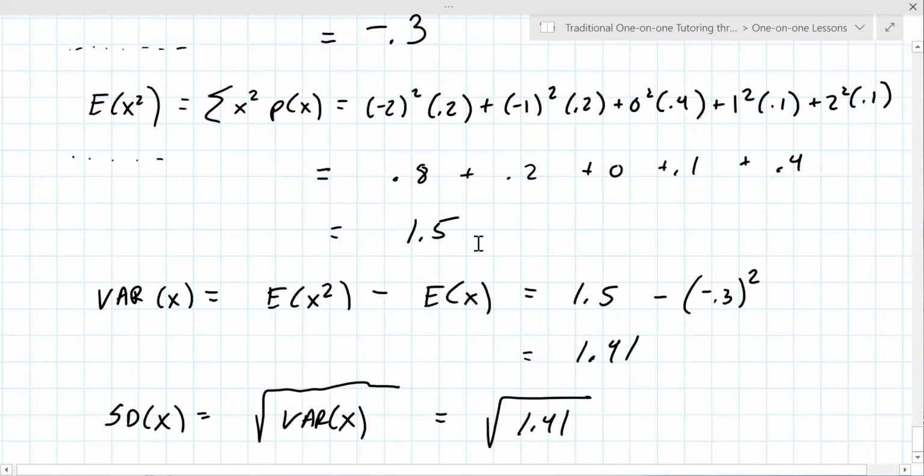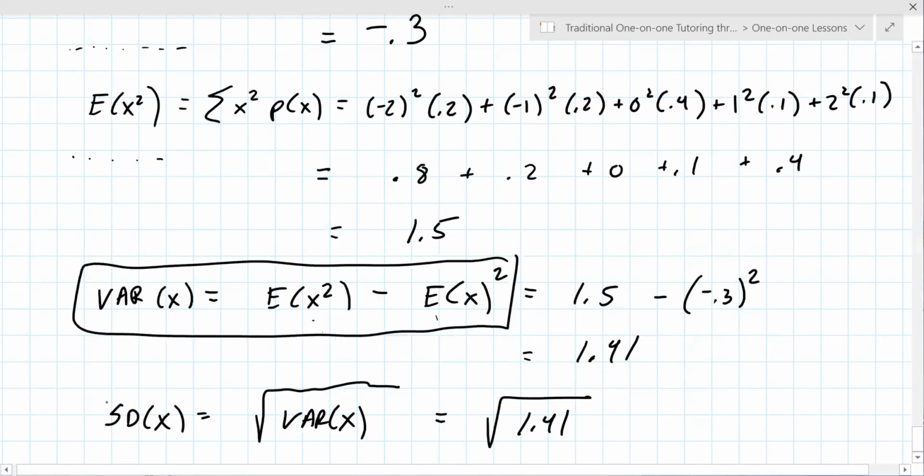Yeah, the order here does matter. If you put these in the wrong order, the expected value of x squared and expected value of x, sorry, you will get a negative number. And variance is never negative. Standard deviation is never negative. So make sure you got this formula down as well.